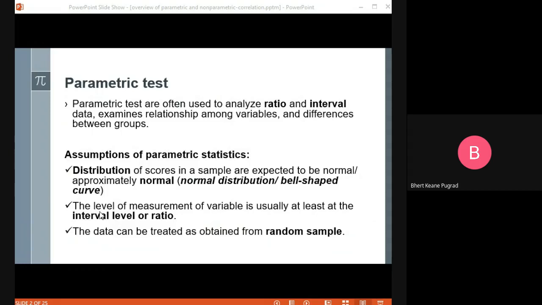How about number two, the level of measurement of the variable is usually at least interval or ratio. Then we are going to use a parametric test. And lastly, the data or samples are obtained by simple random sampling. So in short, our assumptions are the following. First, there should be randomization. Number two, the level of measurement is interval or ratio scale. And lastly, in terms of distribution, they should be normally distributed or approximately normally distributed. If we have met those three assumptions, then we can now use parametric tests.